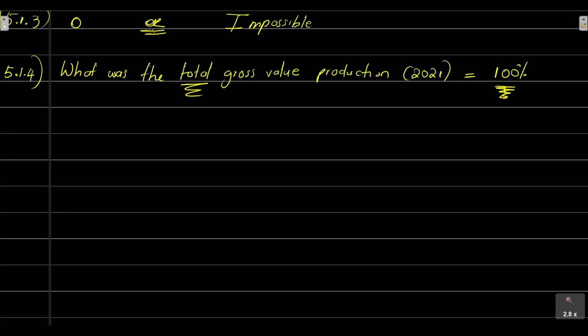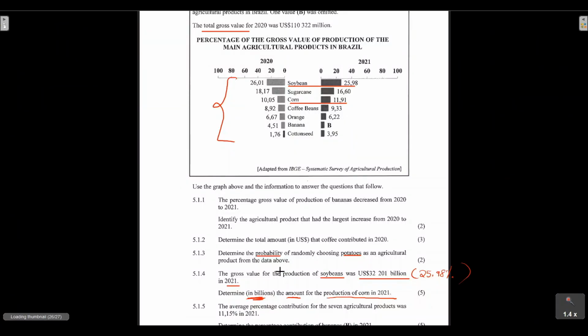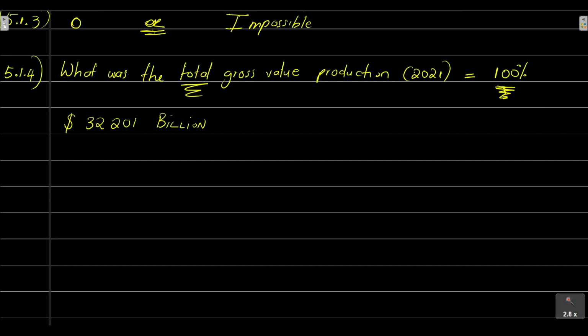Okay, so now we want to take this value that we were given, 32,201 billion. When we're talking about billion, that means that we basically have 9 zeros. Remember, this value was the gross value for the production of soybeans. So this is the value for the production of the soybeans.